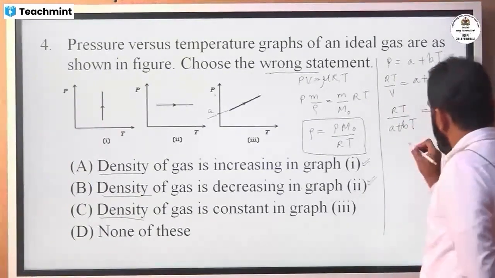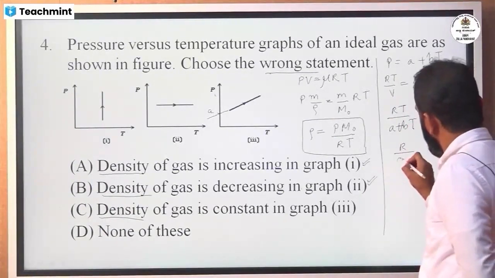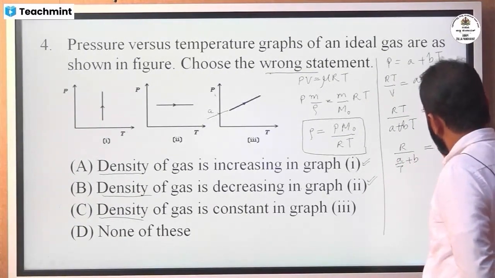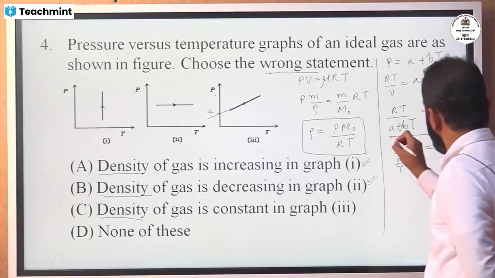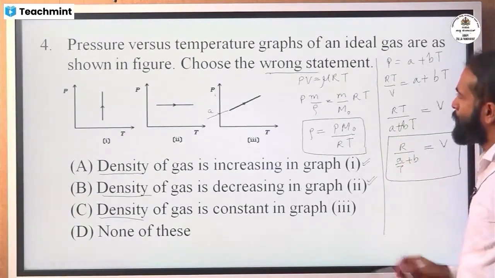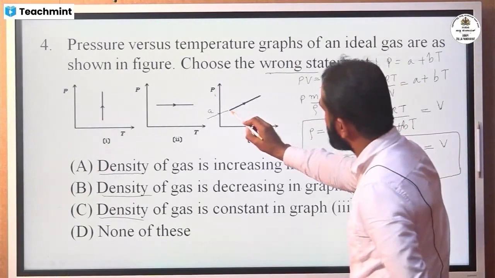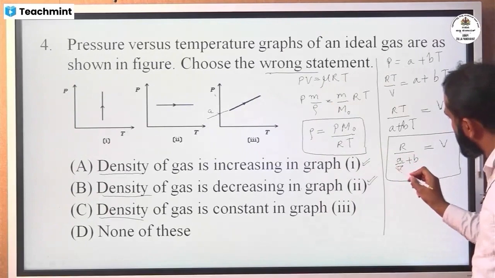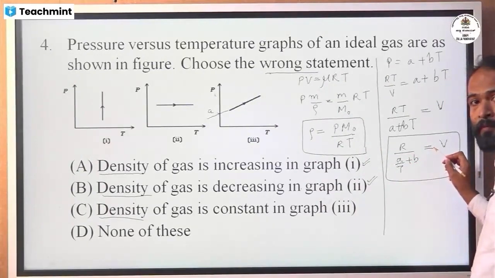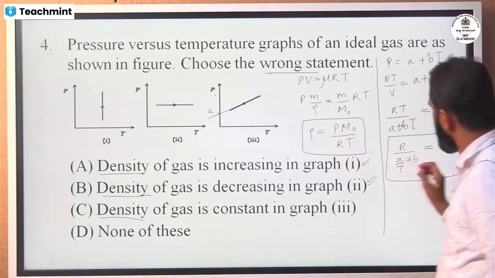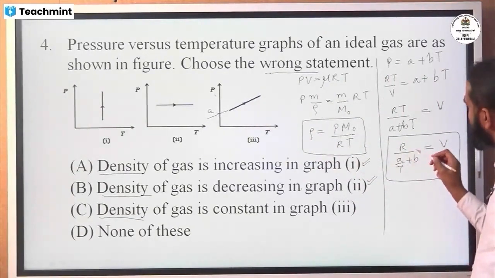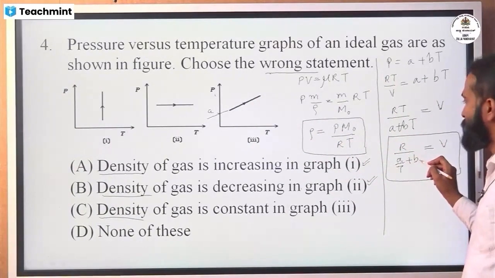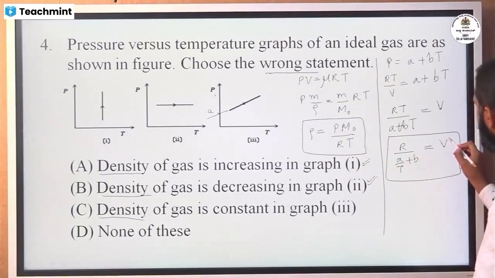Now let me take this T downwards. So R divided by will become A by T plus V equal to. Now this is the equation of the volume. Now see here. In this graph, temperature is going on increasing. So as the temperature increases, this entire denominator goes on decreasing. So here, temperature is going on increasing, entire denominator goes on decreasing. So the value on the left hand side will increase. So volume is going to increase.